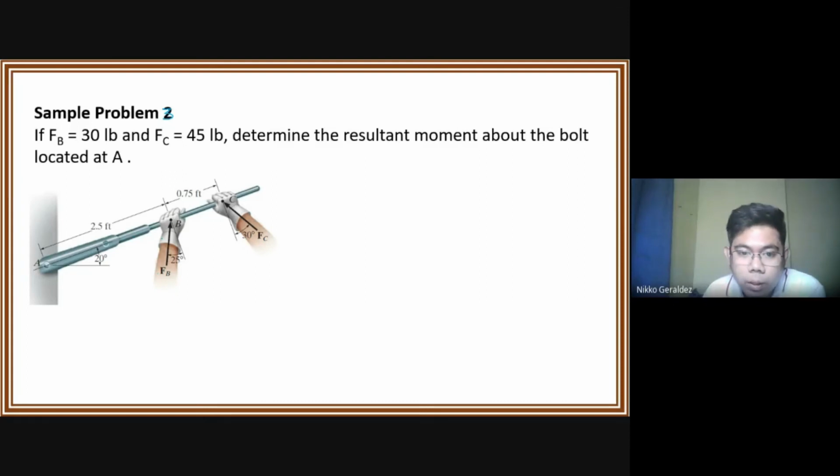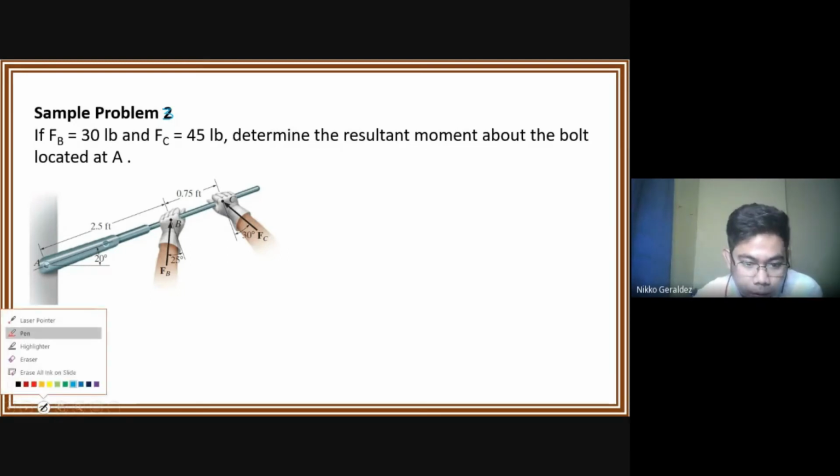So, si force B is acting at point B, inclined at 25 degrees. And force C is acting at point C, inclined 30 degrees. So, for this problem, apply natin si principle of moments. So, i-resolve natin to x and y components yung FB at FC. Okay, so, gamit tayo ibang color.